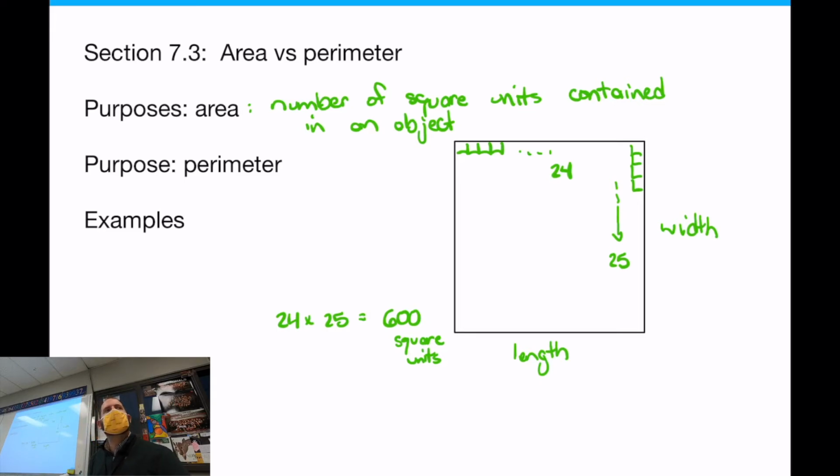So today was just to introduce that word. Any questions with what area is? Number of square units on the surface. So it could be the floor, ceiling, wall, whatever it is. Okay. Now, last word here, perimeter. I'm going to take a screenshot of that. Okay. The last word here is perimeter.